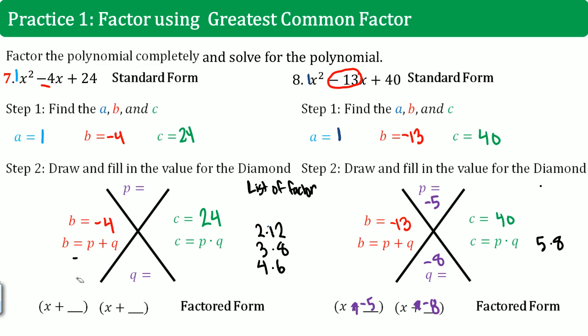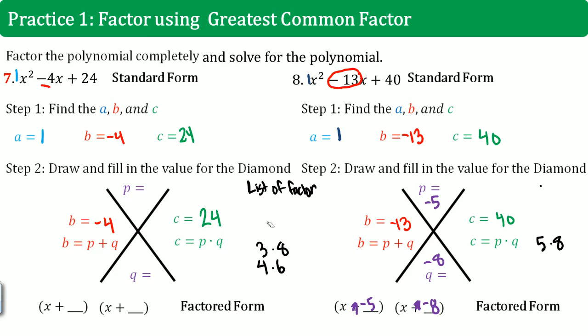Let's try 2 and 12. I know that they multiply together to make 24, so that's good. Can I add them? 2 plus 12? No. One of them has to be negative. Negative 12 plus 2? No. What about negative 2 plus 12? No, that wouldn't work. That doesn't work.